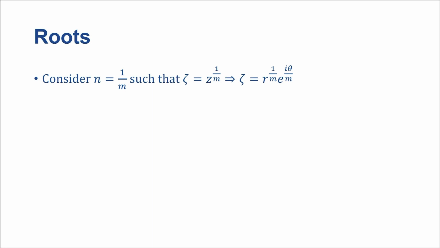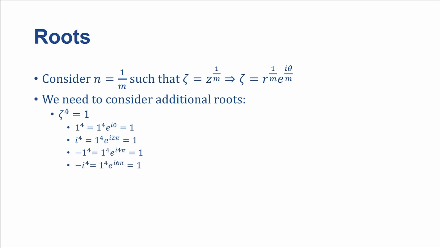Okay, so if we want to split this up once again, we get that zeta is equal to r to the 1 over m times e to the i theta over m. Now, this should make sense in theory, but it's actually quite nuanced, and to see that, we're going to consider a more concrete example. So when considering the roots of a number, we now need to consider more than just the 2 positive and negative roots that we could get.